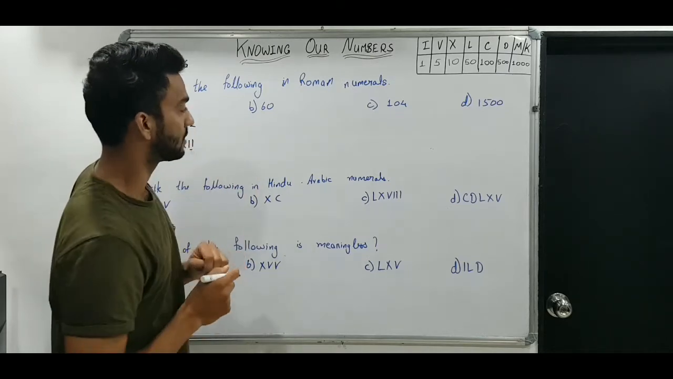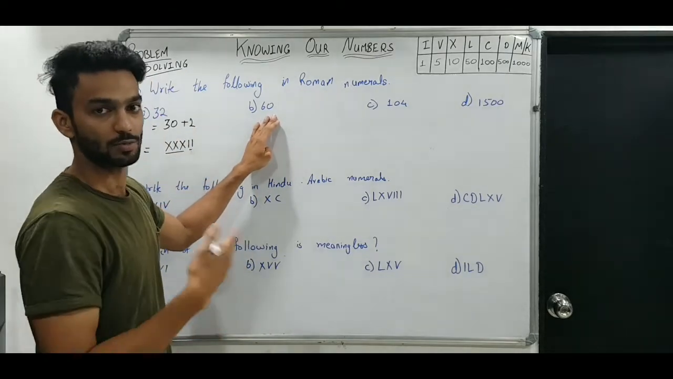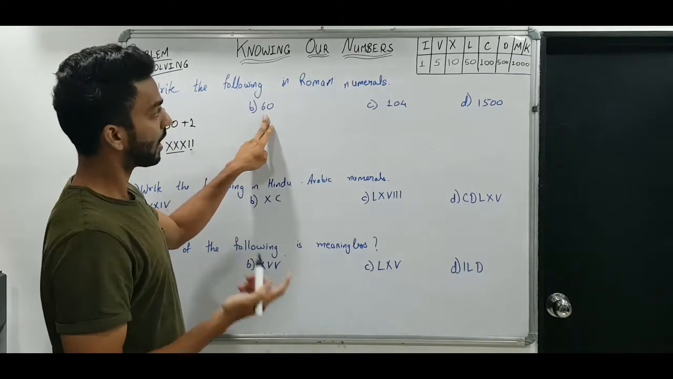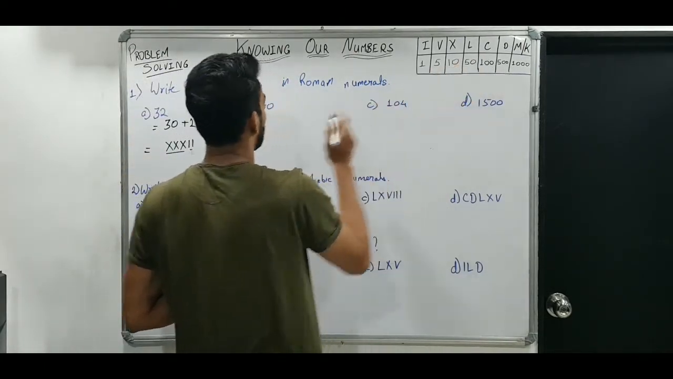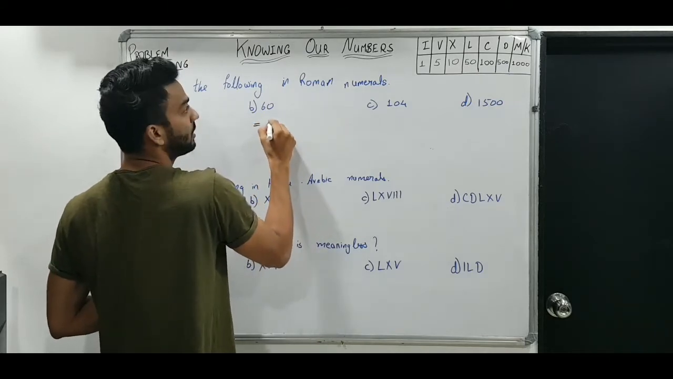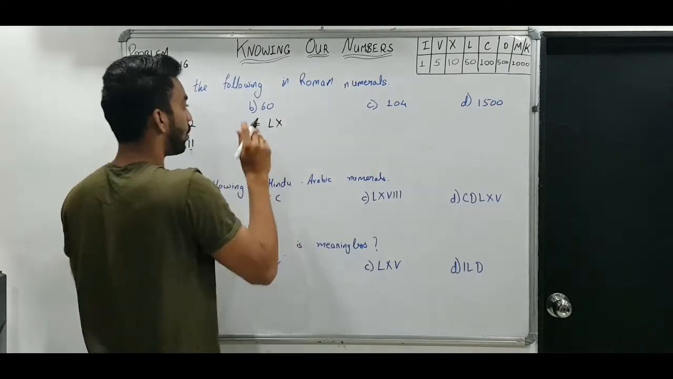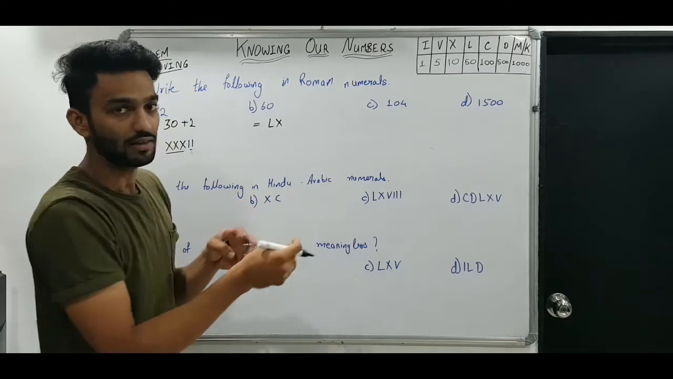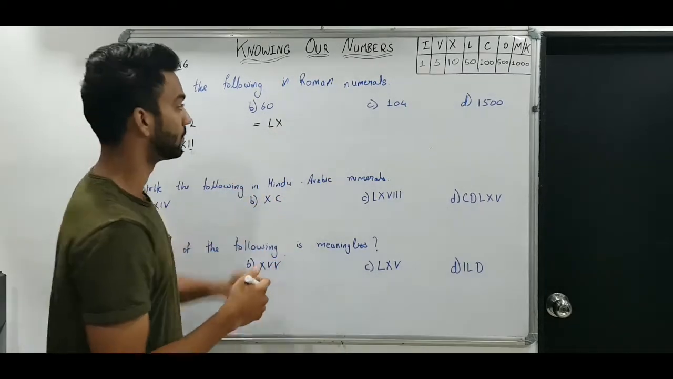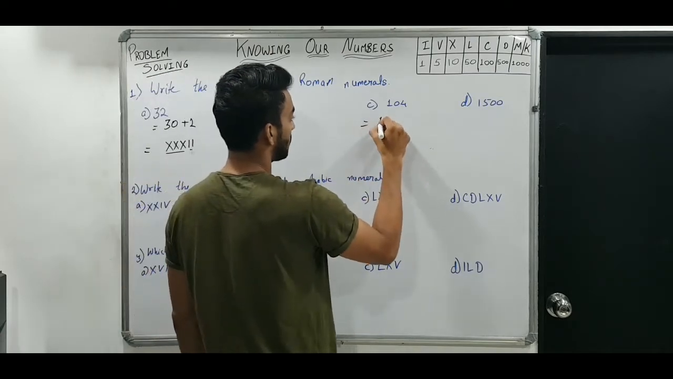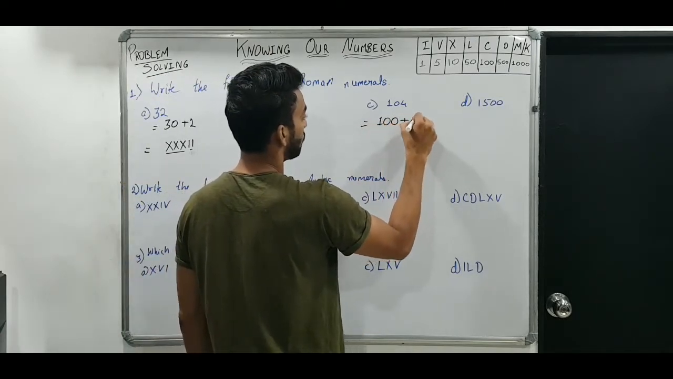Next is 60. There's no need to write this in expanded form. 60 we have to write the addition combination again, 50 plus 10. So it will be LX. If you want, you can write 50 plus 10, or else you can directly write LX, 50 plus 10, that is 60.